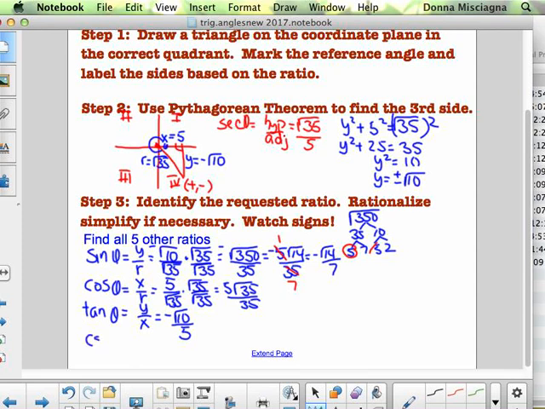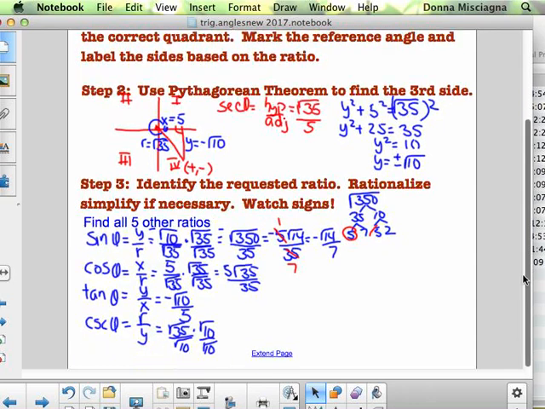Cosecant, right, is going to have the same issue as sine had. That is r over y, right? So that is going to be the square root of 35 over the square root of 10. We'll multiply by the square root of 10 over the square root of 10. Oops. And I'm way at the bottom of the page here. You probably can't even see. Let me just move up a little bit.